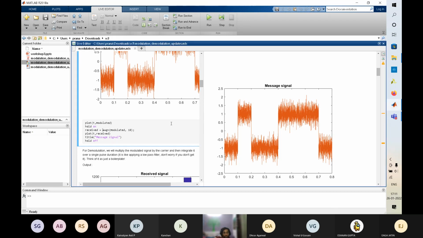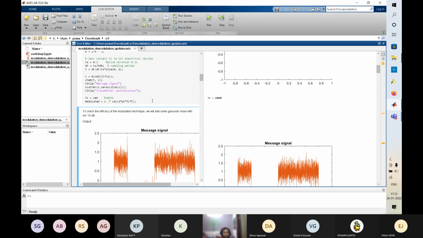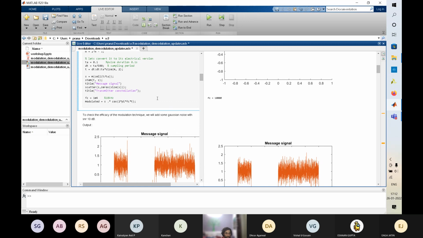Then we use the awgn function in MATLAB. It takes two arguments: the modulated signal and 10. 10 is basically the dB, you can say the energy of the noise signal. So if we increase 10 to very high, the noise that you are seeing in the signal will increase very much. Let me show you the modulated signal also.